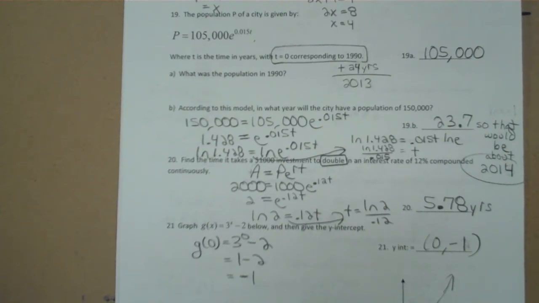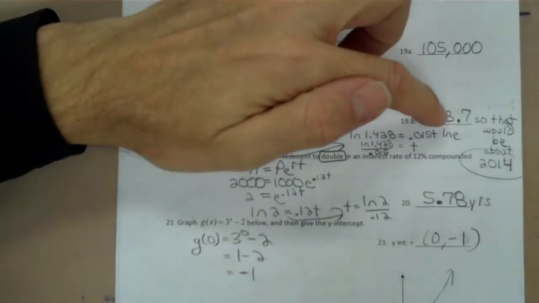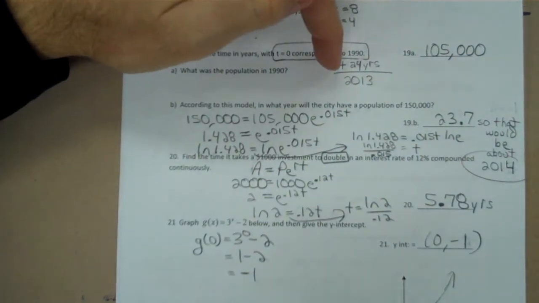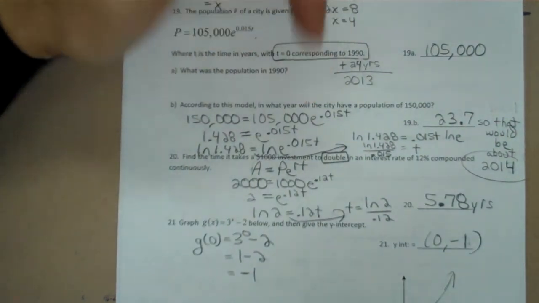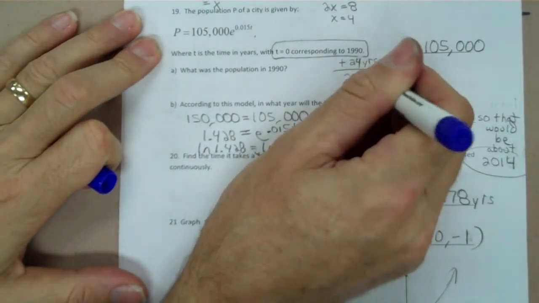Now they want to know what year that is, not how many years beyond 1990. So we take 1990, and if you round it up to the next year, it would be 24 years. So 1990 plus 24 years, it's about 2014, okay.